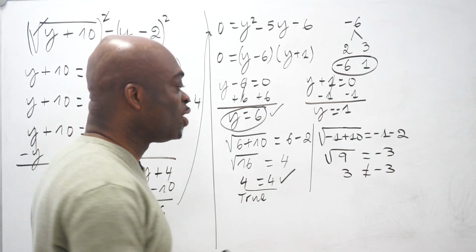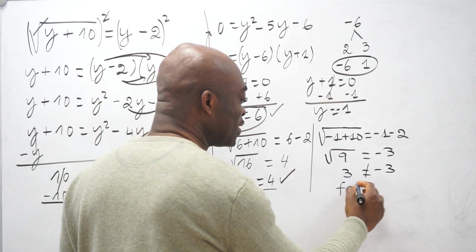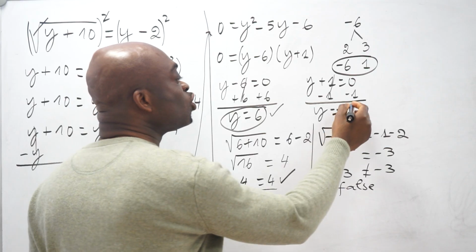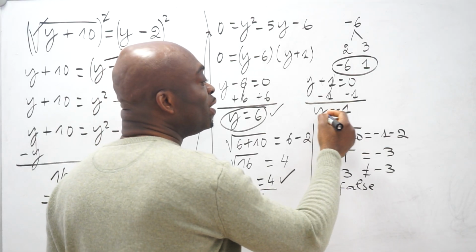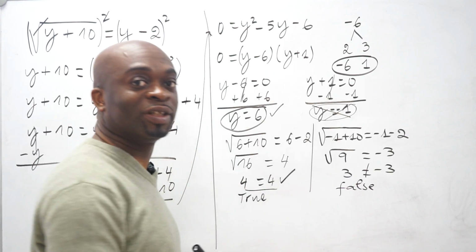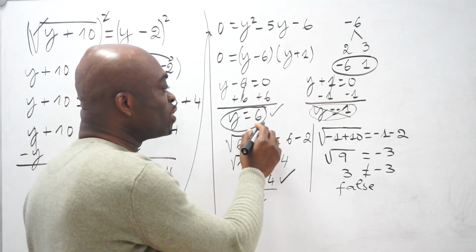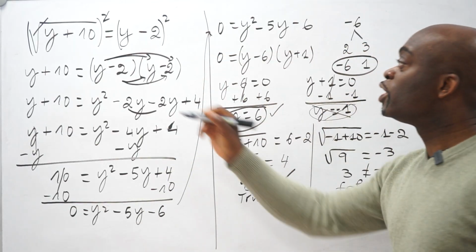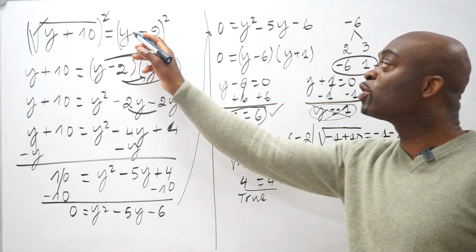So once this one is a false statement, okay? So that means y equals -1 is not a solution to the problem. So y equals 6 is the only solution to our problem: square root of y plus 10 equals y minus 2.